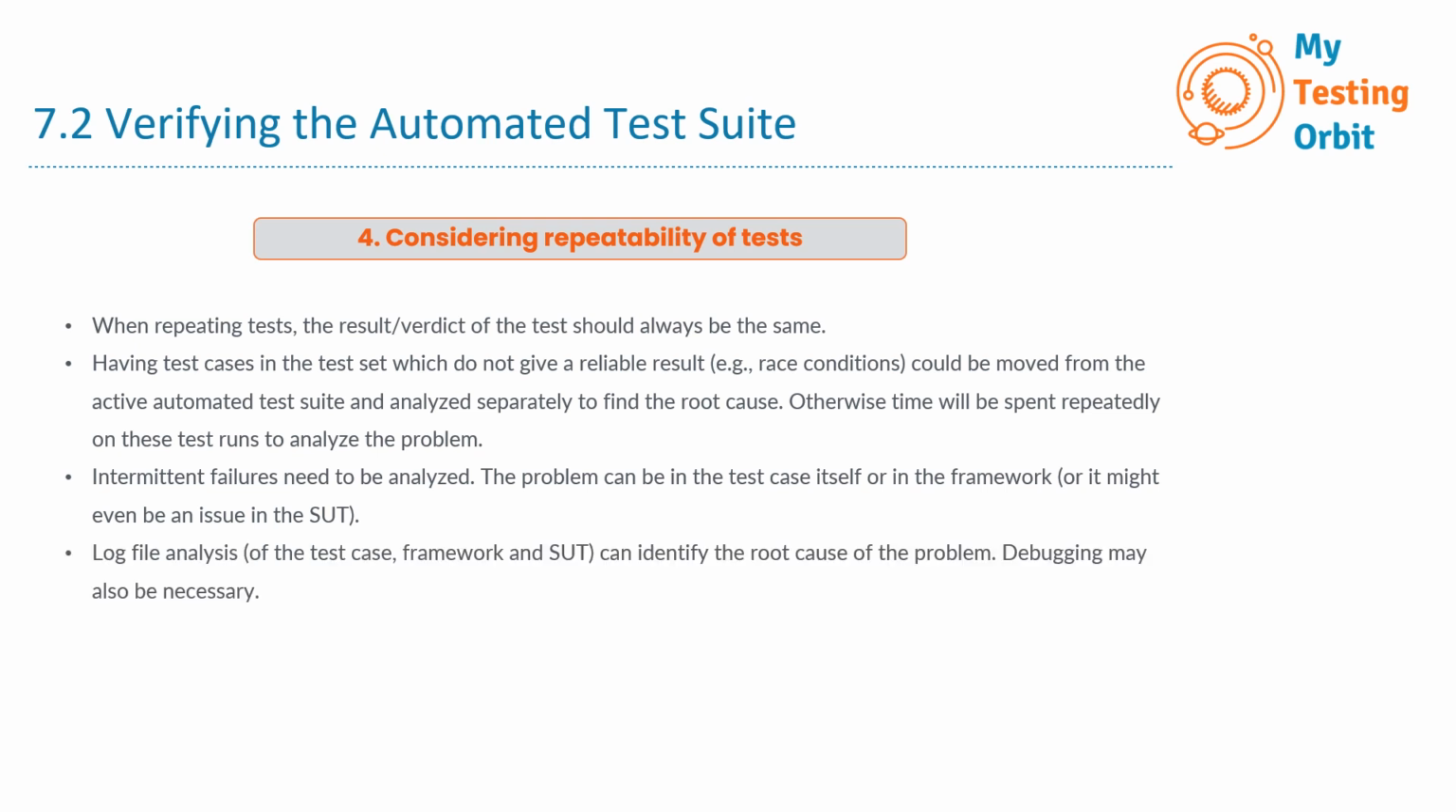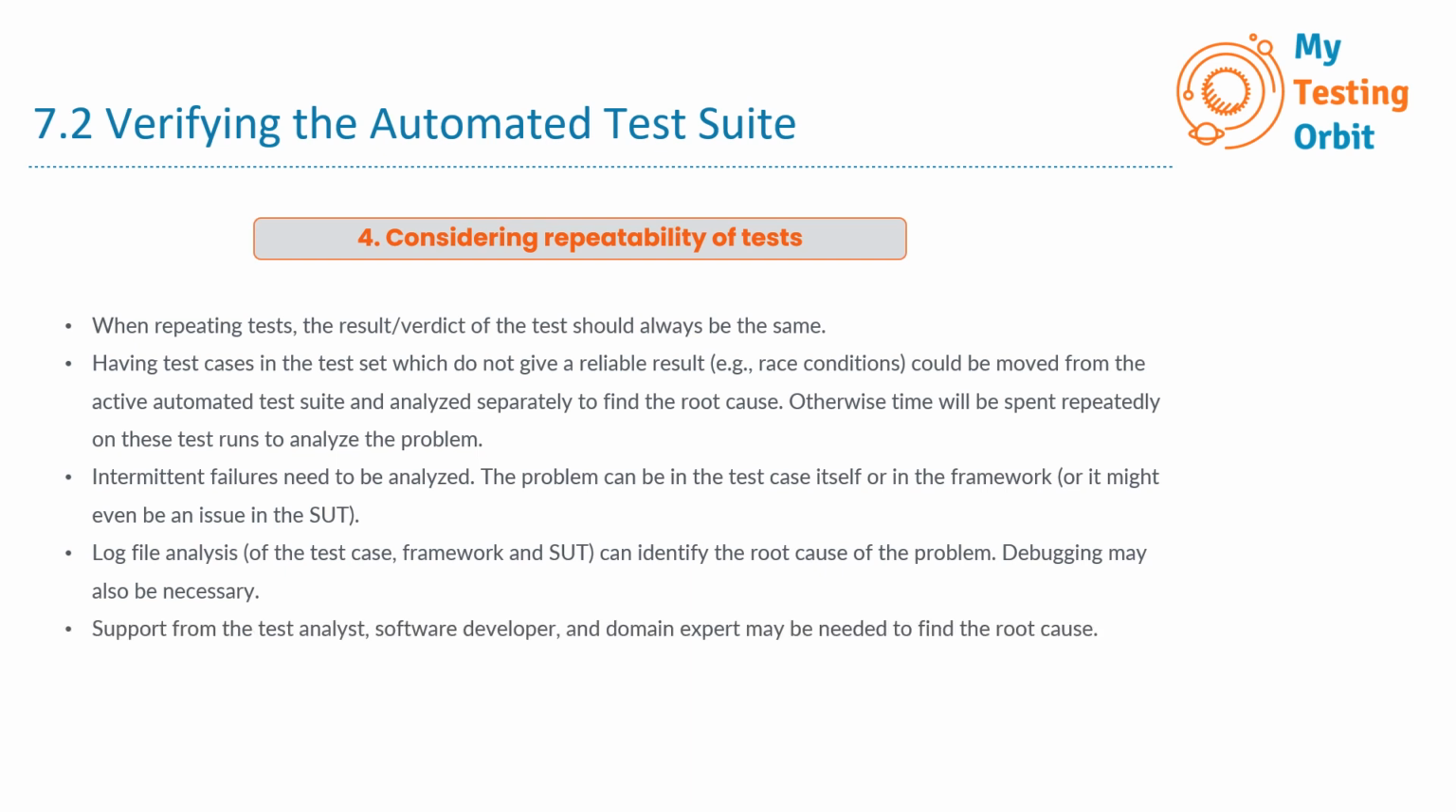The next point is that log file analysis of the test case, framework, and SUT can identify the root cause of the problem. Debugging may also be necessary. So to find out, when intermittent failures happen, we can check detailed records, which are log files of what's happening during the test, the testing framework and the software which is being tested. So it's just like checking a detailed diary to understand where things went wrong.